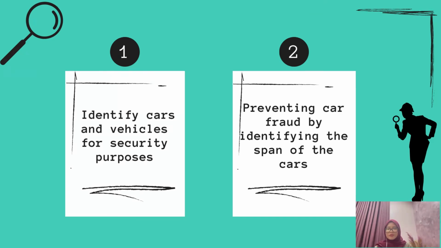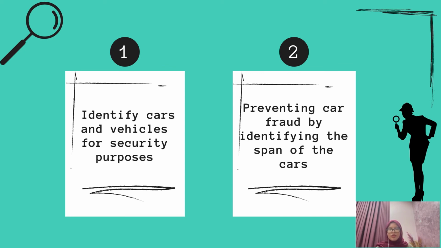Some of the biggest impacts of plate numbers are identifying and distinguishing cars, mainly for security purposes. For example, in hit-and-run cases, we can solve the case by identifying the plate number.